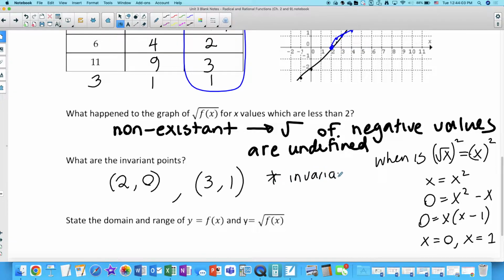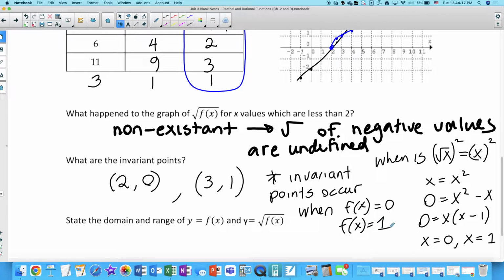Invariant points occur when f of x equals 0 and when f of x equals 1. Square root of 0 is 0, square root of 1 is 1.